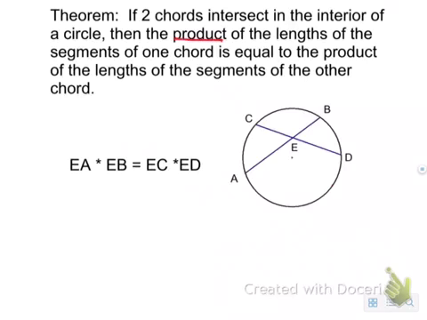What does the word product mean? Product means we're going to multiply. So this is telling us to multiply the lengths of these segments. So EA would be the distance from E to A, and we'll multiply that distance times the distance from E to B. All right? And this theorem tells me that that's equal to the parts of the other chord. So that would be EC times ED. That's what our theorem's telling us. We could have set this up in a proportion and cross-multiplied and gotten the same answer, but to me it's easier if we do it this way.